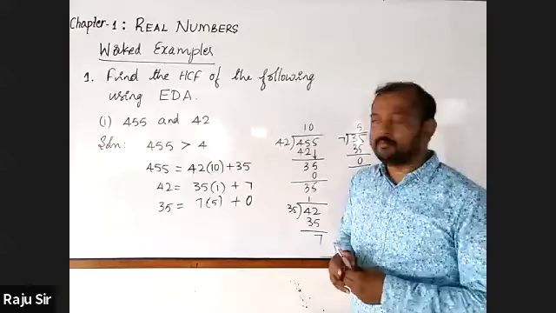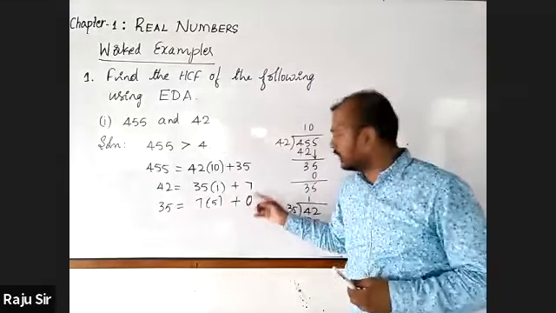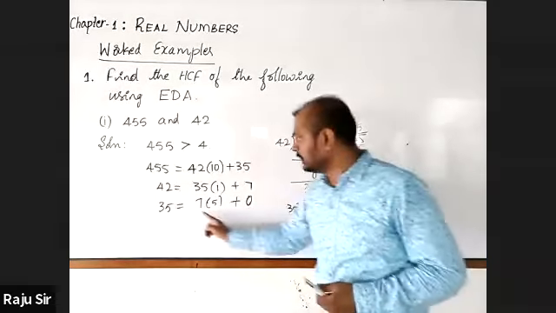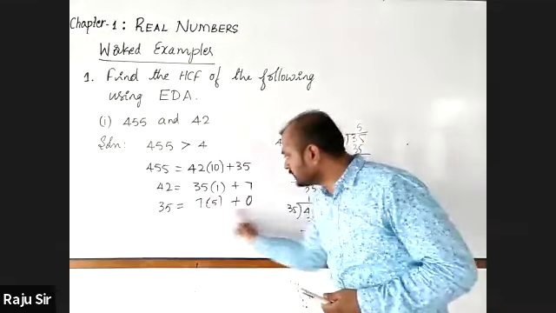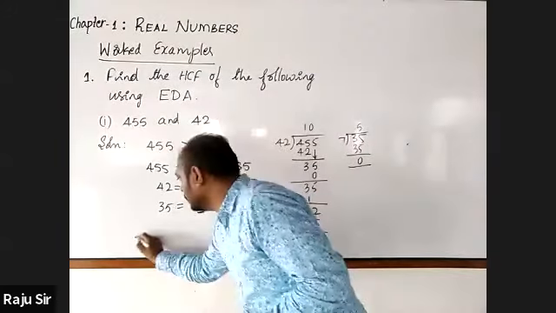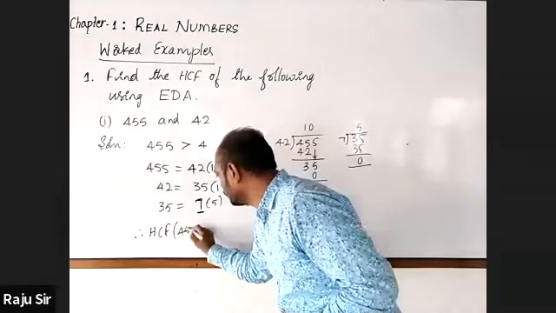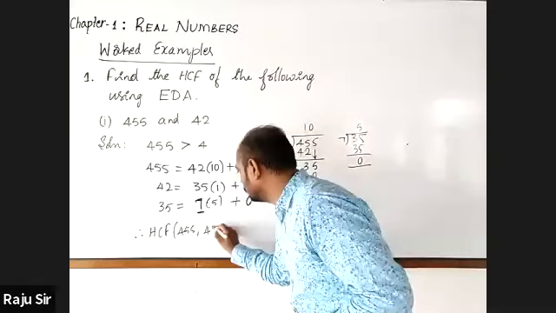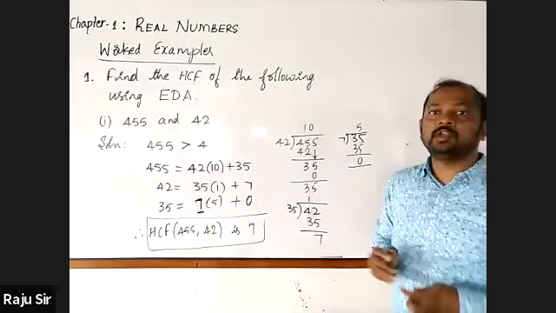So according to Euclid's division lemma, the process should be continued till we get 0 as the remainder. After getting 0 as the remainder, the divisor will be the HCF. Which is the divisor here? In the last statement, the divisor is 7. Therefore, the HCF of the given numbers 455 and 42 is 7. Hope that you have understood.